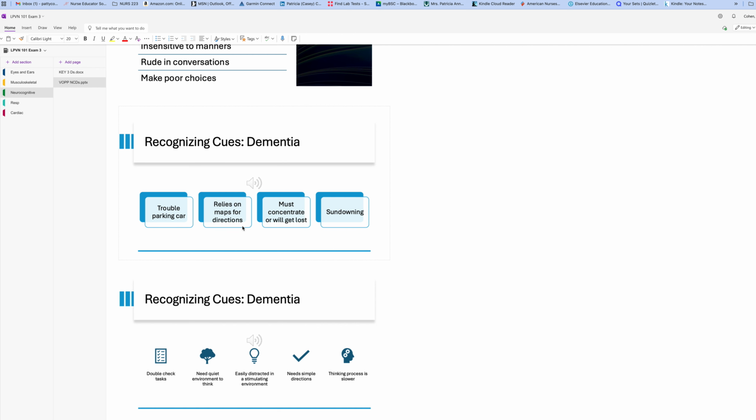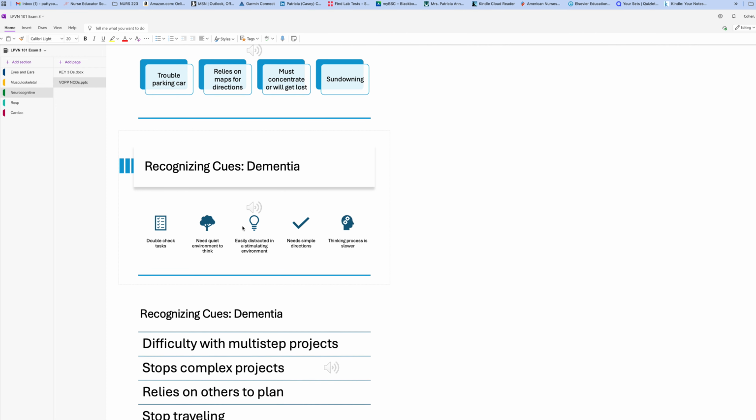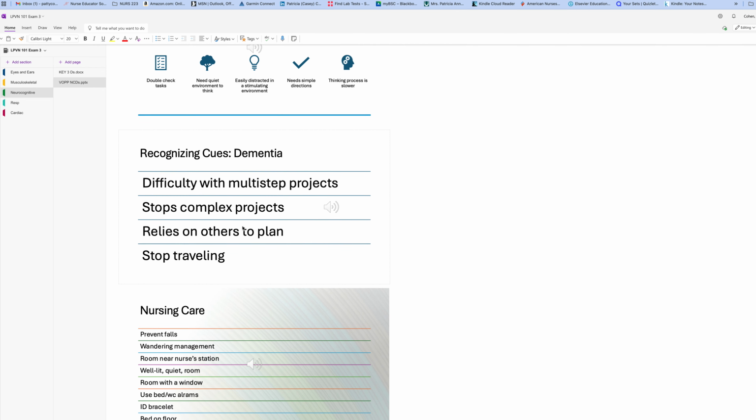All right, so recognizing cues again, they double check their tasks. They need a quiet environment to think. They're easily distracted in a stimulating environment, okay? They need simple directions and thinking process is slower. They may have difficulty with multi-step projects. They stop doing complex projects. So they may stop doing things like travel because the airport is way too stimulating, way too confusing for them. And they rely on others to plan.